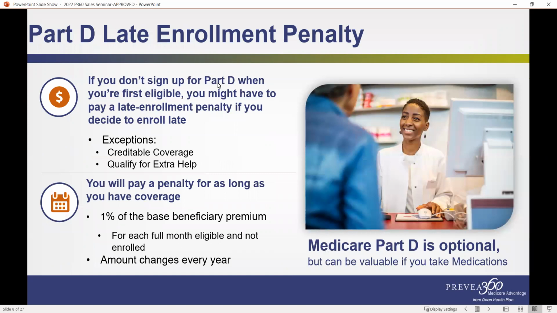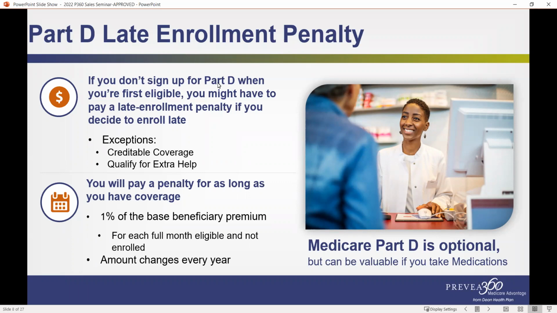So Medicare Part D is optional, but it can be very valuable if you take medications. Now, if you do not take Part D when you are initially eligible, Medicare can penalize you. The exceptions are if you've had credible coverage, for example, if you're covered by an employer plan, or you have some other coverage like Wisconsin Senior Care, or if you've qualified for extra help, which we'll talk about in just a moment. So if you did not sign up for Medicare when you were initially eligible and do not have an exception such as credible coverage or extra help, you can be subject to a penalty.